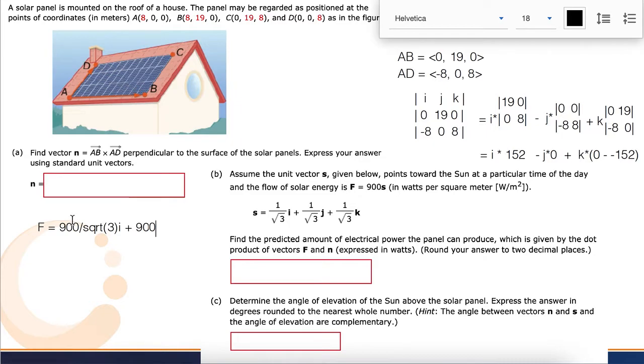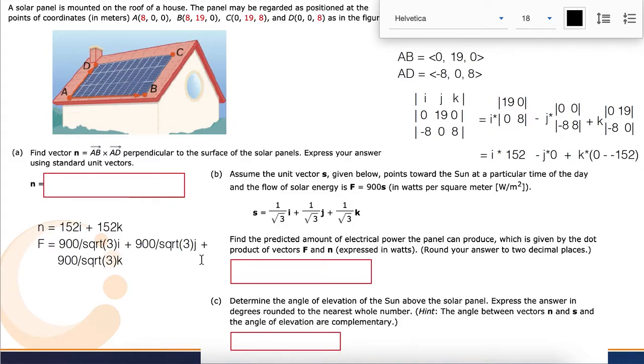So we're supposed to predict the amount of electrical power that the panel can produce. They tell us that's just the dot product of f and n. So we take what we just found n to be: 152 for the i component plus 152 for the k component. And we have to find the dot product with vector f. And it's the same thing: 900 over the square root of 3 for the k component.